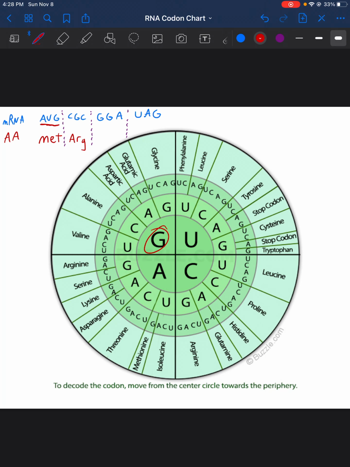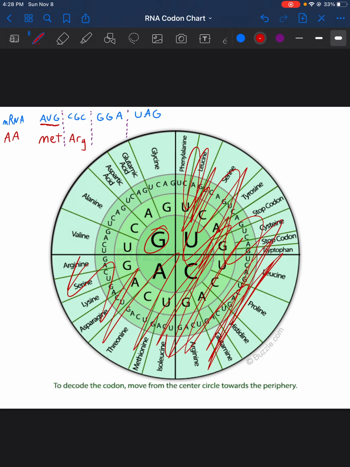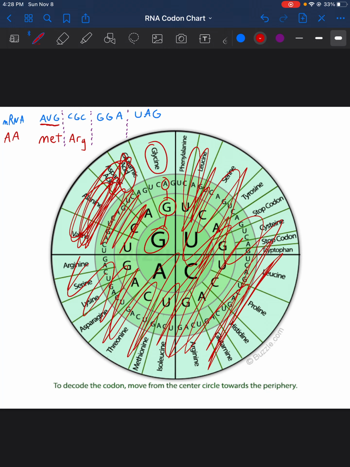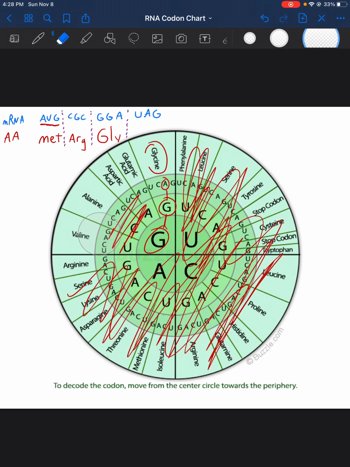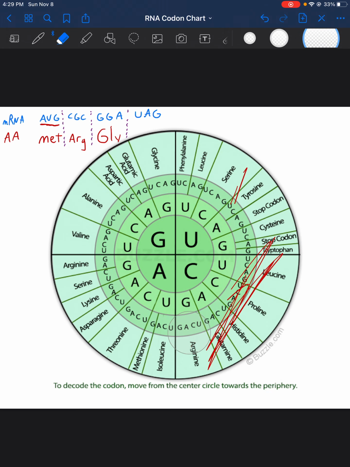G-G-A. G. Ignore everything in here that isn't part of the G. Second G. Ignore everything in here that isn't part of that second G. And find that A, which leads us to glycine, G-L-Y. Once again, reset that chart, add that tail back to that glycine.